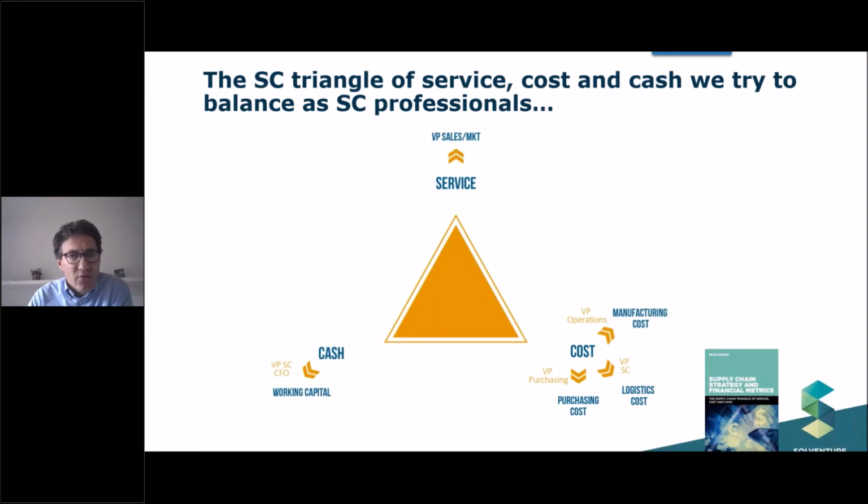Typically, we talk about this supply chain triangle where there is that tension between, on the one hand, the service. We want the highest service, certainly sales will own that. We want to do that at the lowest cost possible. VP operations and purchasing will also own that part. And of course, we want to do that in the most cash efficient way, where our CFO will also push for that. We'd like to think that we as supply chain are kind of helping to orchestrate that tension between those three dimensions to have that in control and balanced.